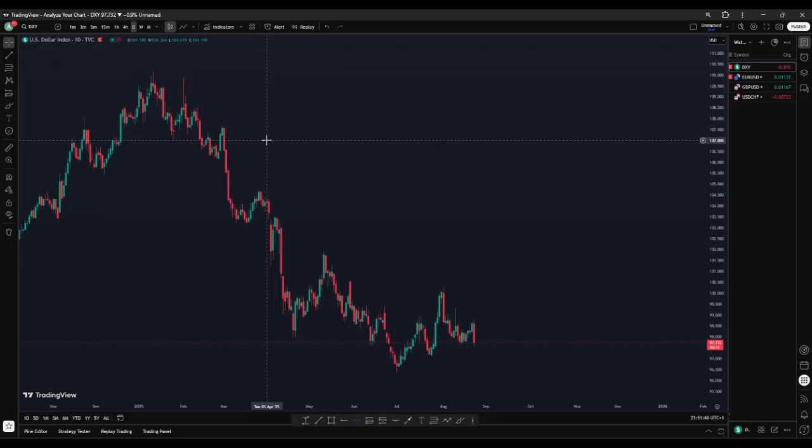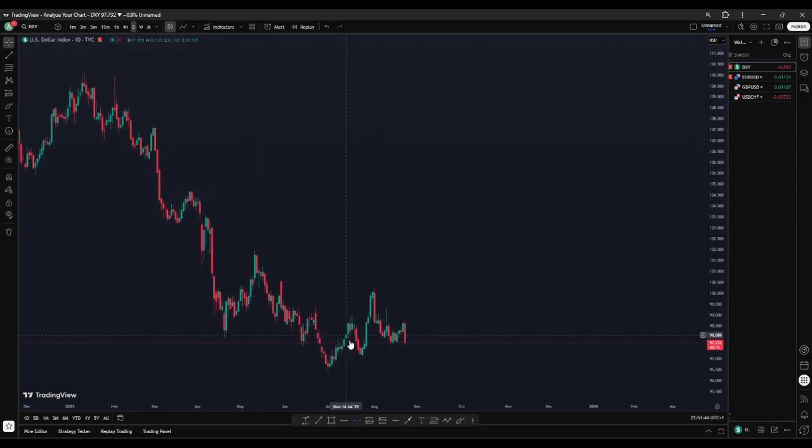And as usual, we are going to be going through the dollar index. Looking at the dollar index, we can clearly see that we are still in a bearish trend, because if you look at this area right here, we had a shift of market structure.